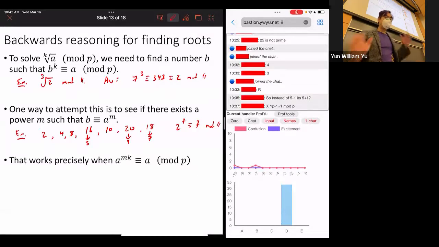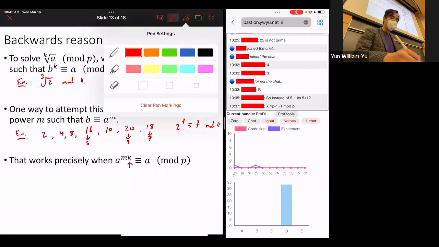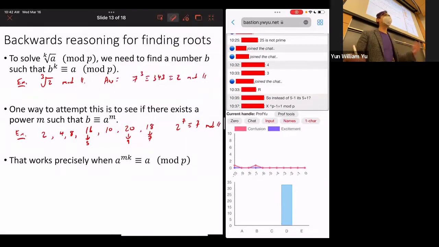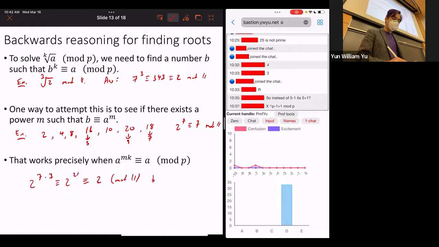When does this work? This works precisely when there exists some A to the mk that's congruent to A mod P, right? Because what you're doing is looking for a multiple of k such that A to the mk is congruent to A. In this particular case, we have 2 to the 7 times 3, which is 2 to the 21, which is congruent to 2 mod 11, because we know that 2 to the 10 is congruent to 1, by Fermat's little theorem.